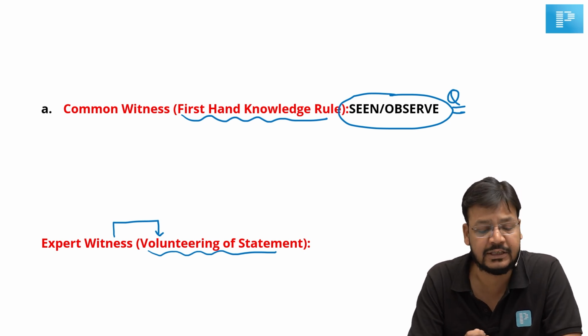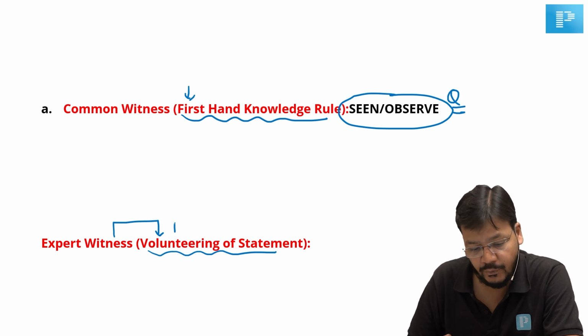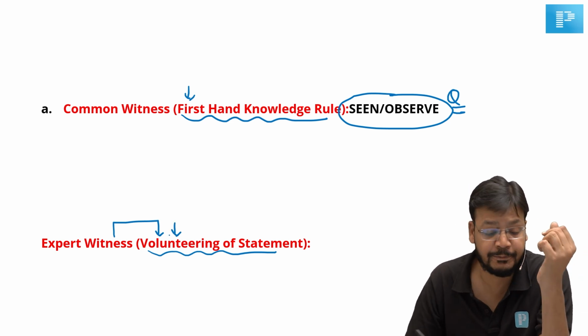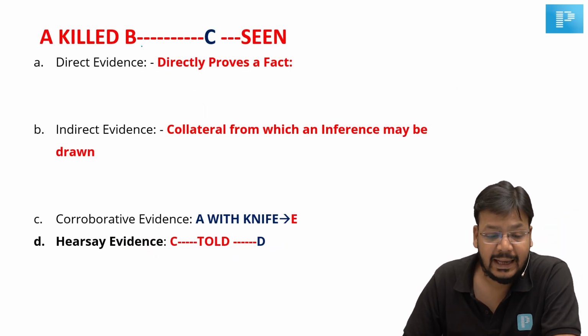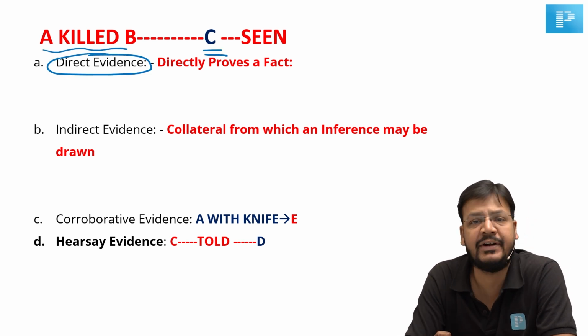That is an expert witness. So both questions come up. The first-hand knowledge rule: a common witness is one who volunteers a statement, and an expert witness gives an opinion. Now, A killed B. C has seen the crime. C is direct evidence.